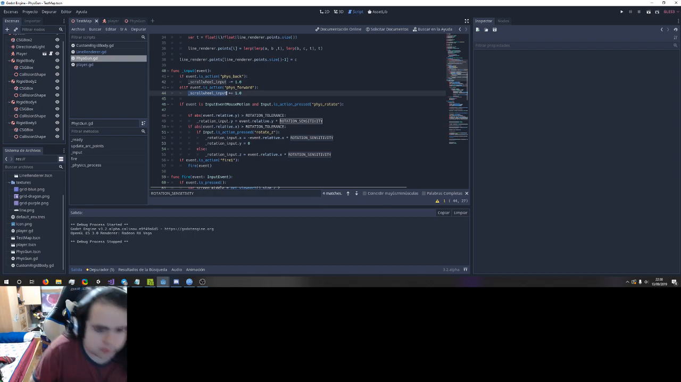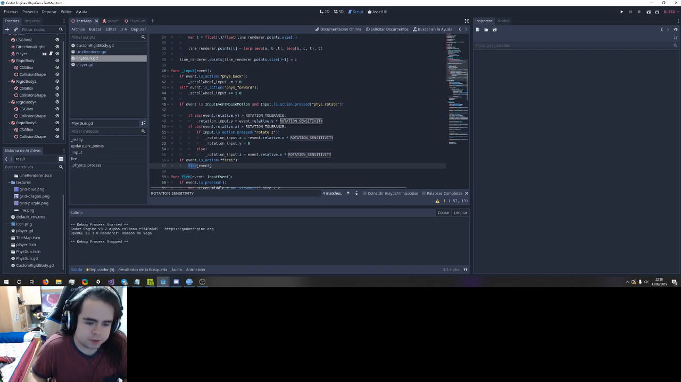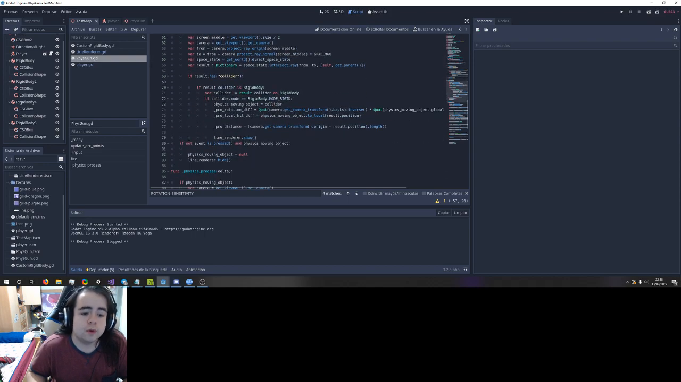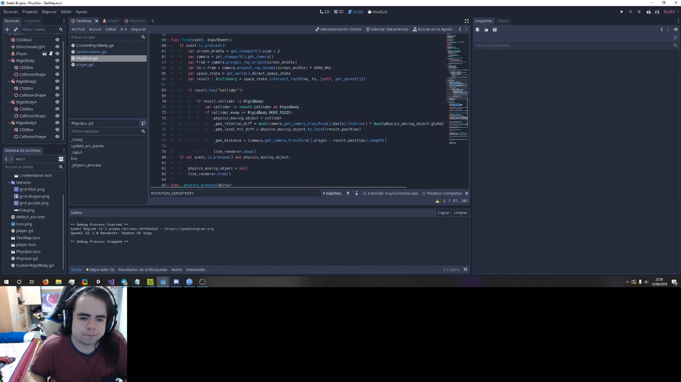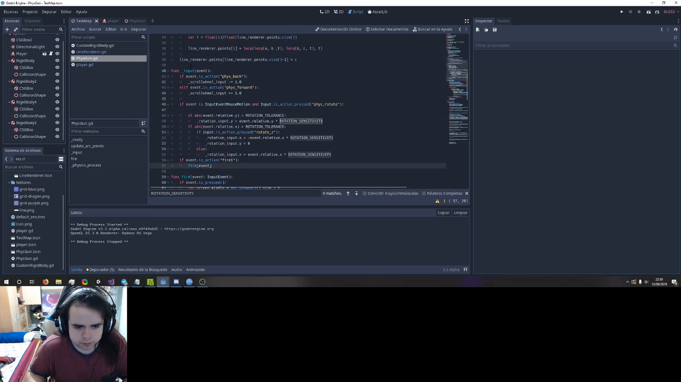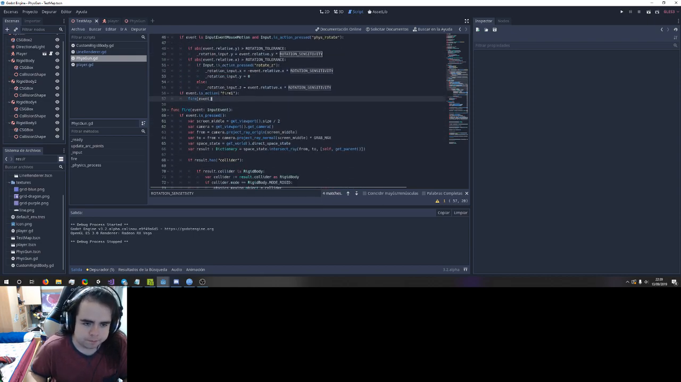Now, then we have the fire event, and the fire event is a bit special. This is the code that is used to actually grab the object, to initially grab the object, and not just to grab it, but to keep grabbing it. So, how exactly does this work? It's very simple.